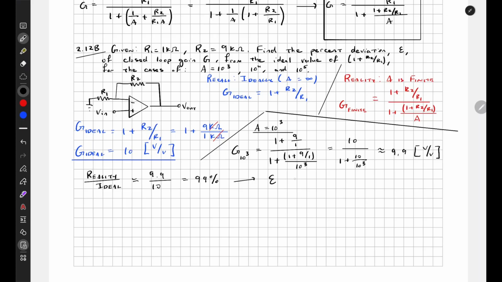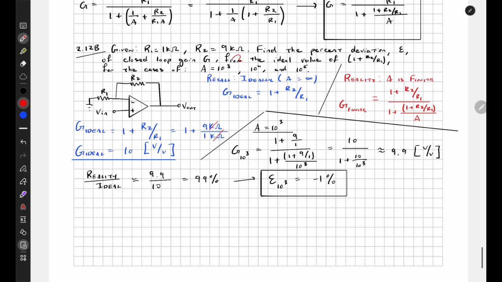So the percent deviation E in the 10 to the third case is 1% away from the ideal. It's 1% too low, so negative 1%. So we solved for the 10 to the third case. Now let's move on to the 10 to the fourth case. A is 10 to the fourth.